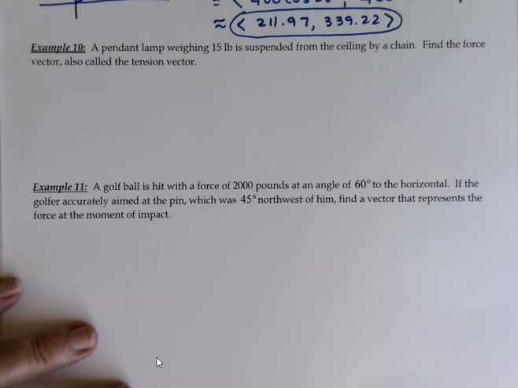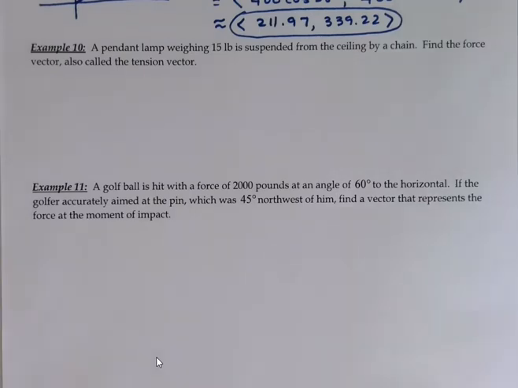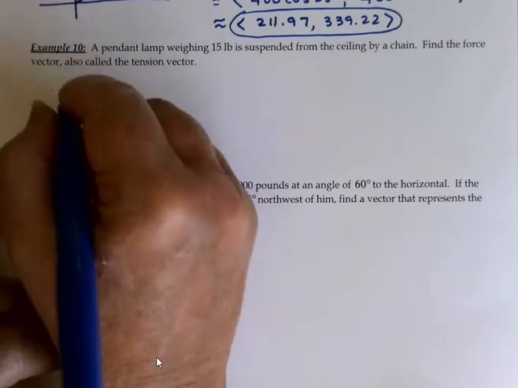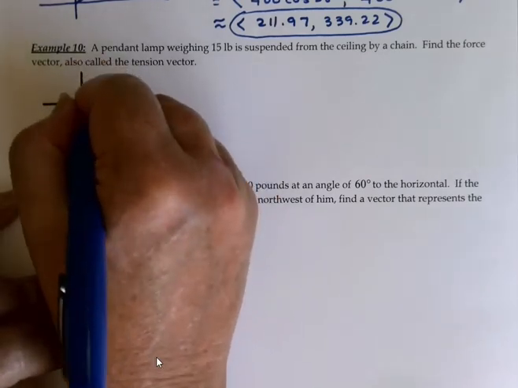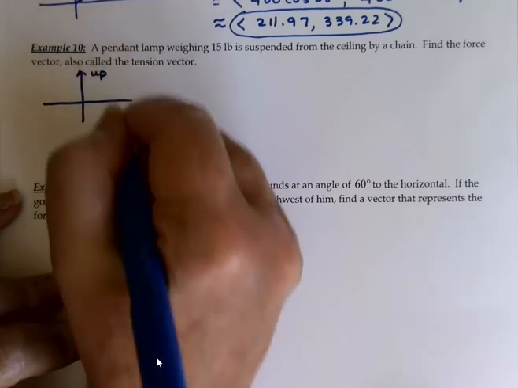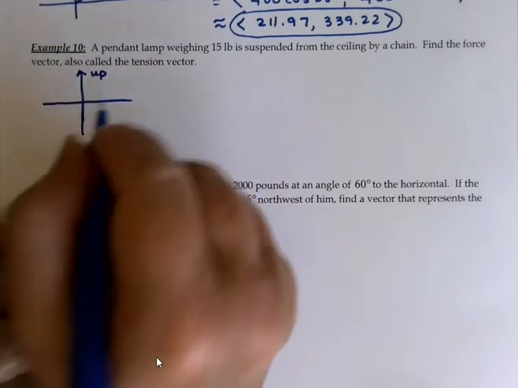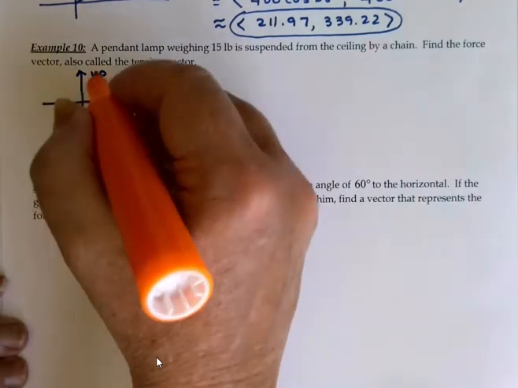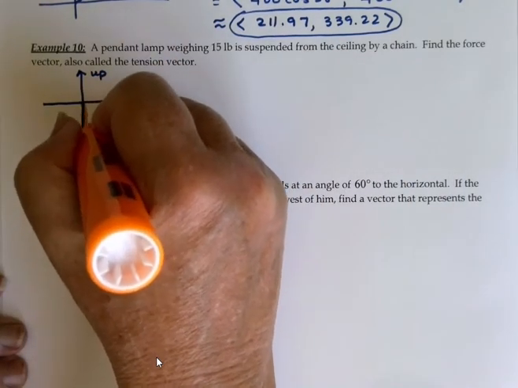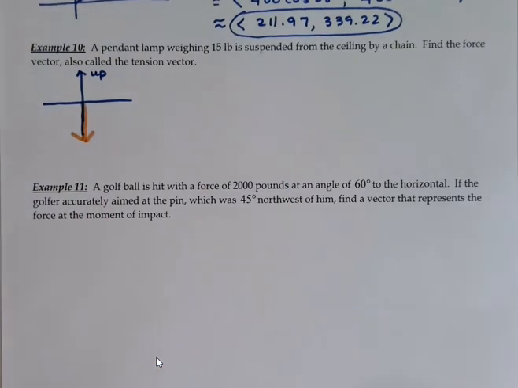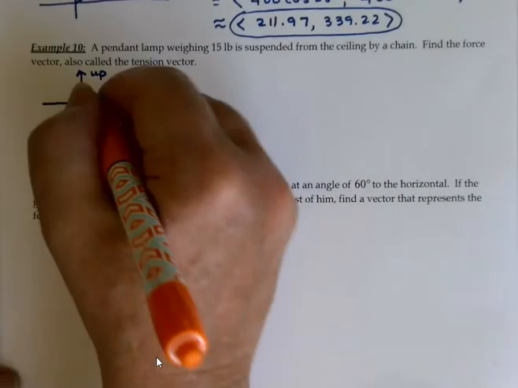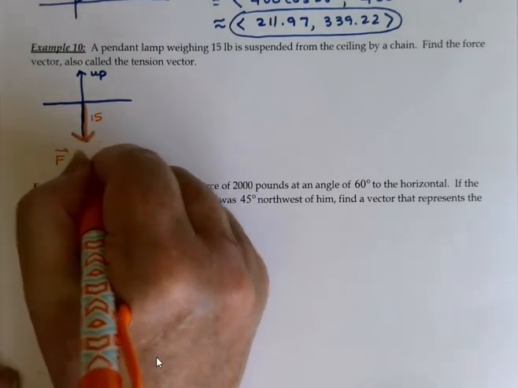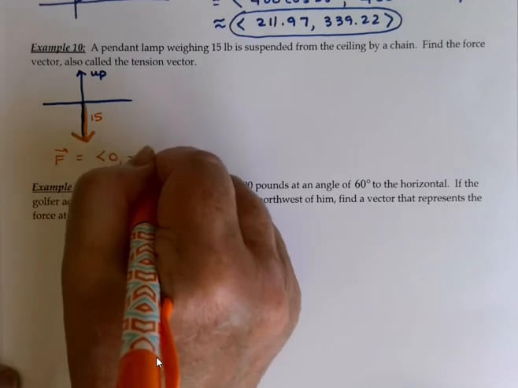This is a simple problem, so we're going to do it both ways. Sometimes, if everything happens within a plane, we may consider up and down to be the vertical axis, in which case I may simply say that this would be a 15-pound force pulling straight down, of course down with the direction of gravity, in which case my force vector would simply be 0, -15.